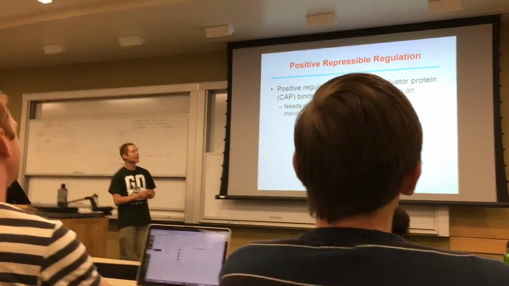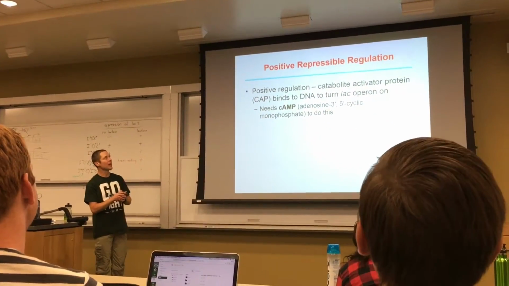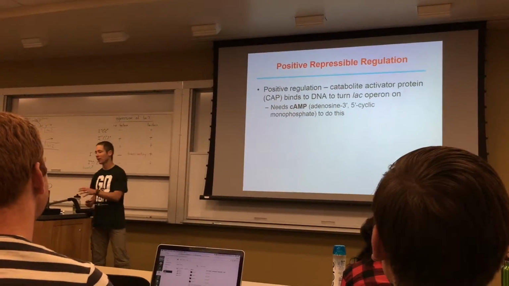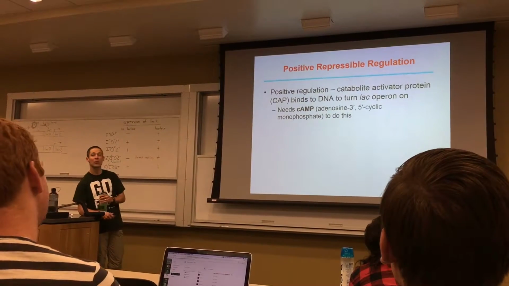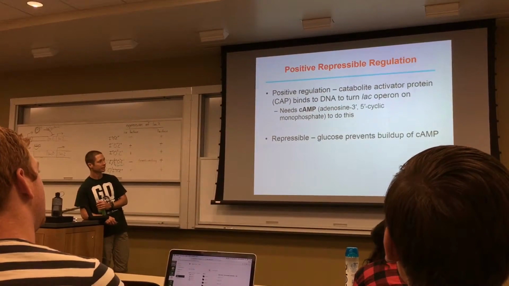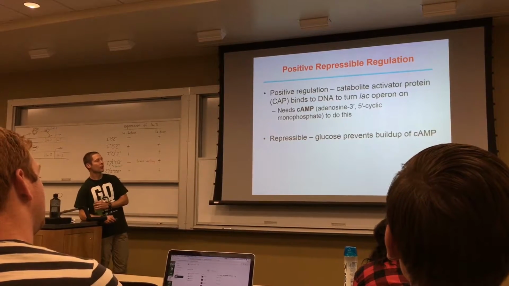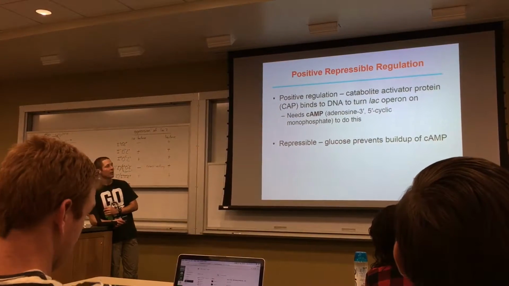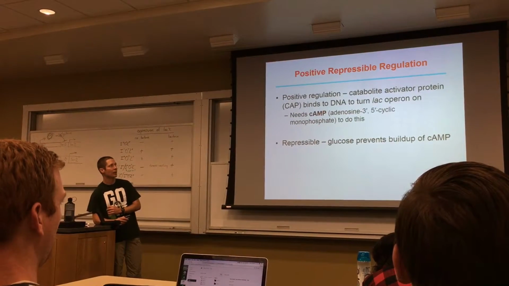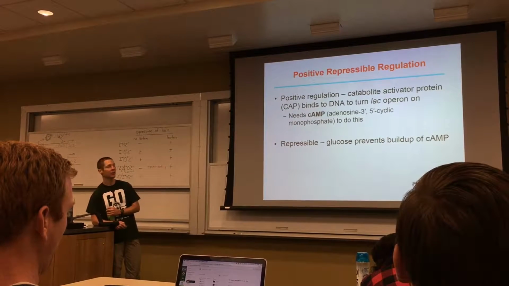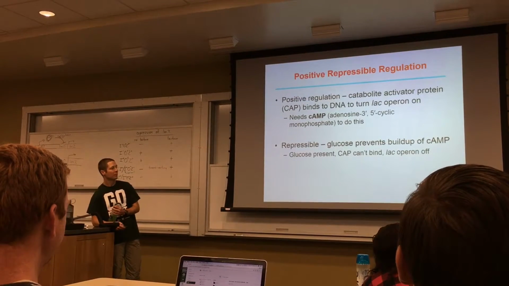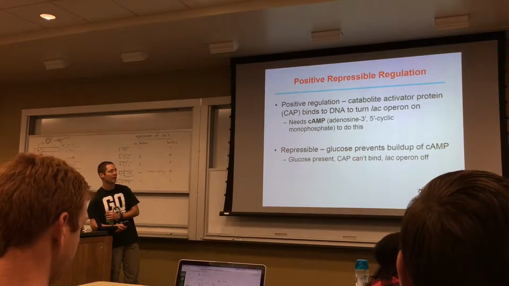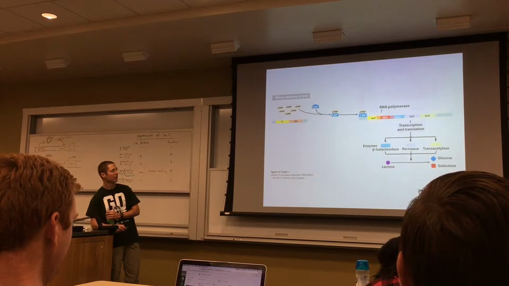What ends up happening is that this protein needs a molecule to help it. It's called cyclic AMP. When you take cell biology, you'll probably learn a lot about this molecule. It's used in a lot of different processes. To make a long story short, what goes on inside the E. coli cell is that the glucose molecule prevents the buildup of this molecule that the CAP protein needs to turn the gene on. So, again, to make a long story short, if there's glucose, our activator protein can't bind and the gene is turned off.